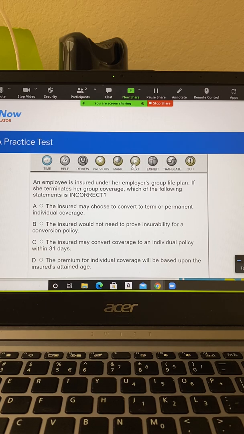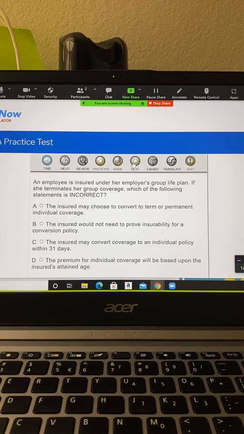An employee is insured under her employer's group life plan. If she terminates her group coverage, which of the following statements is incorrect? C is correct. So, when you convert a policy, what does it change to? It converts to whole. Right? What's A? So A is incorrect. Why? Because it says term or permanent. Bam. See that? When you read that first one, you knew that was right. Why you keep reading all them other ones, wasting time?